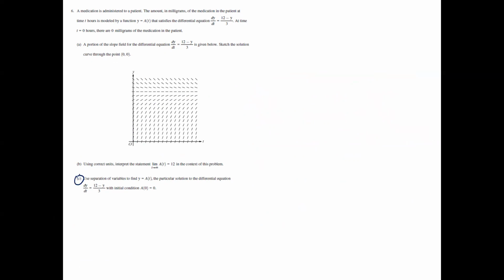All right, let's take a look at C. So C is the part where you have to actually use a little bit of calculus, without just interpretation with equations. It says use separation of variables to find y equals A of t, and then evaluate it with the initial condition of A of 0 equal to 0. So let's start off with dy over dt is equal to (12 minus y) over 3. Now I could rewrite this as negative 1 over 3 times (y minus 12), just so I have the y kind of positive.